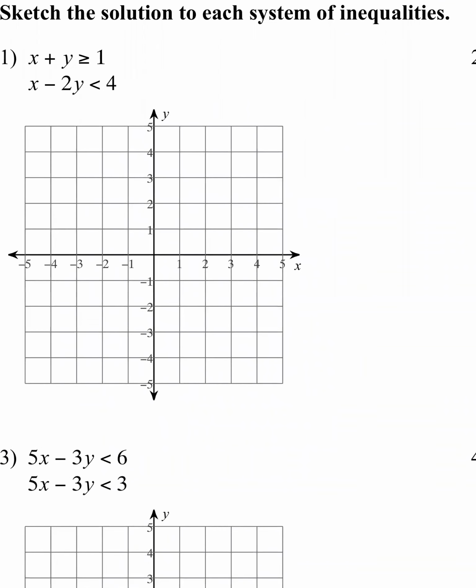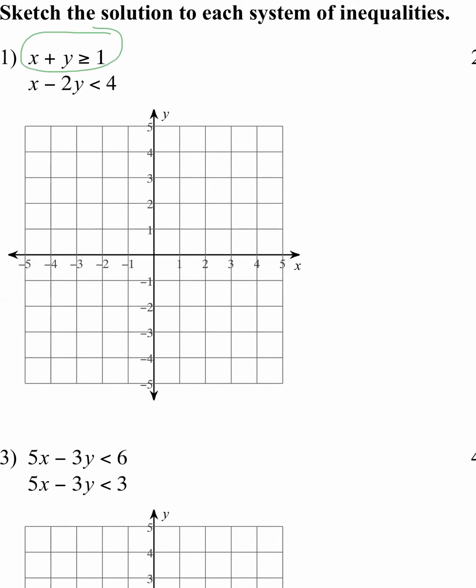And so we are going to graph both of these inequalities on the same grid. Remember that it's going to divide the grid up into basically four regions, and then I need to find the one region that works for both of my inequalities. Okay, so let's just go ahead and start off with the top one.